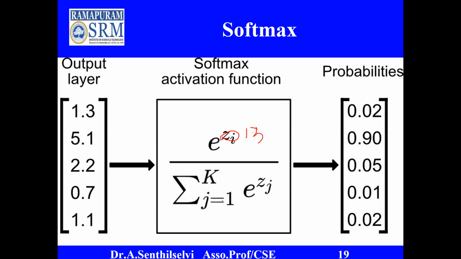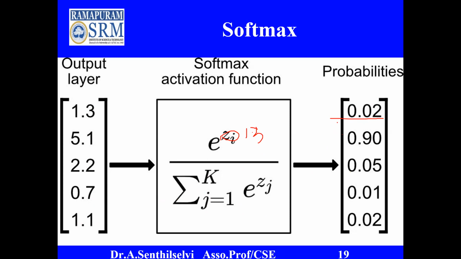The denominator is the summation of all terms: e power 1.3 plus e power 5.1 plus e power 2.2 plus e power 0.7 plus e power 1.3. All these are summed under here, and the numerator is e power 1.3. This is the first term: e power 1.3 divided by the summation of all the terms. The second term is e power 5.1 divided by the summation of all the terms. This one belongs to e power 2.2.